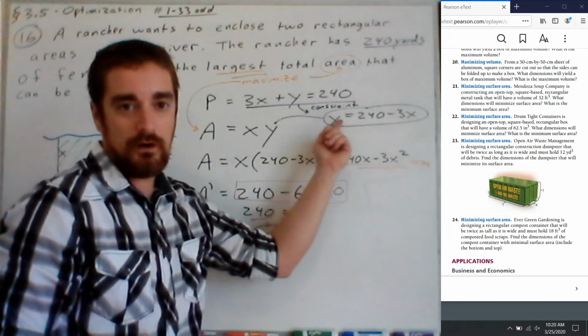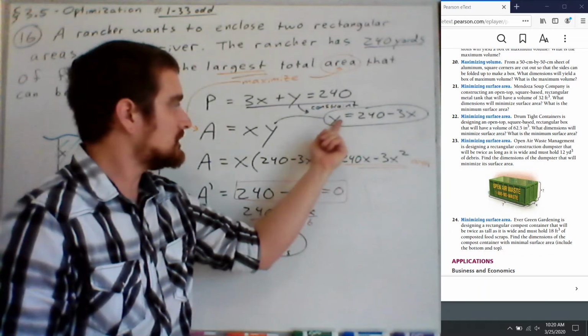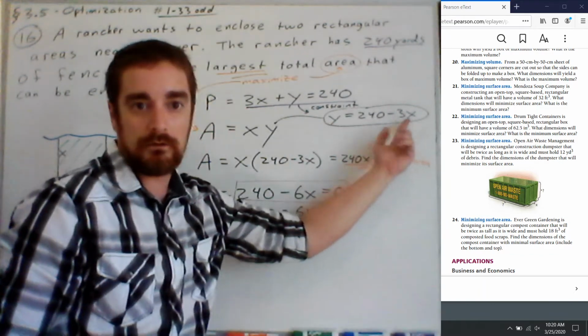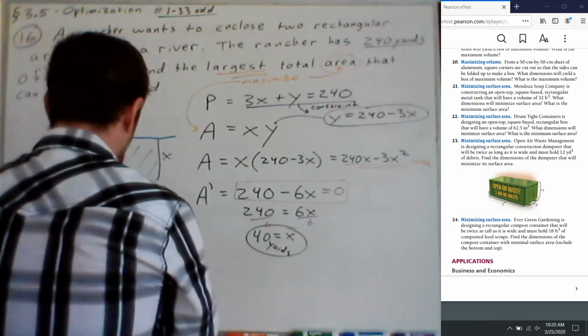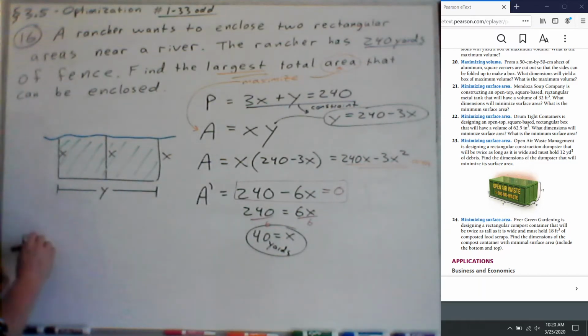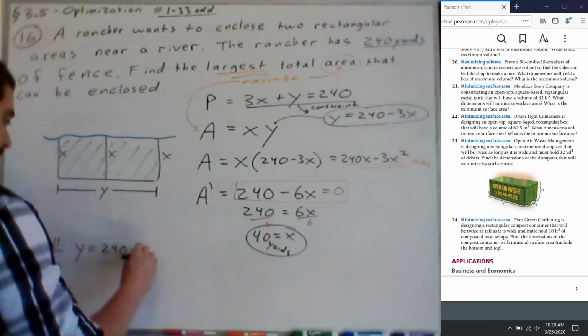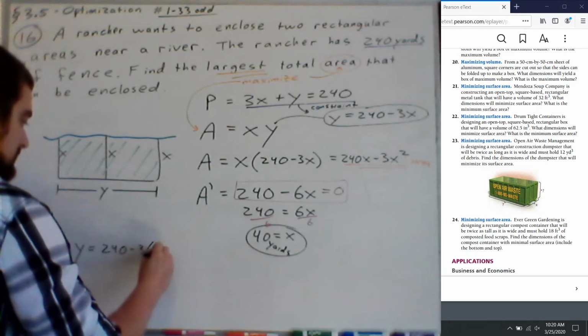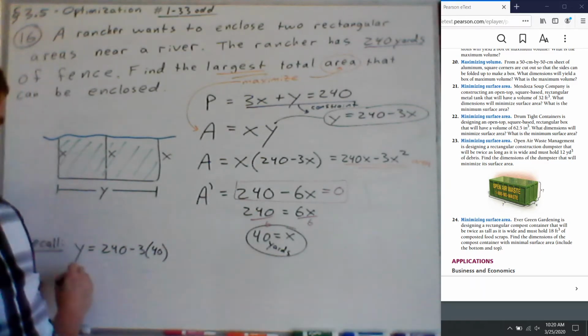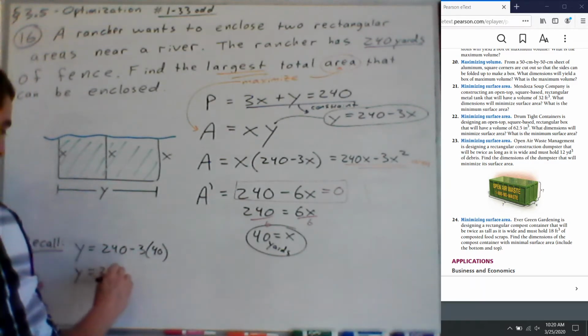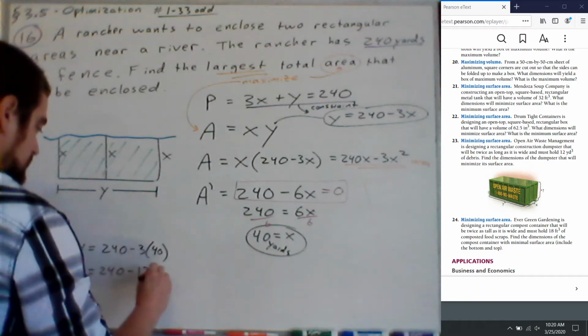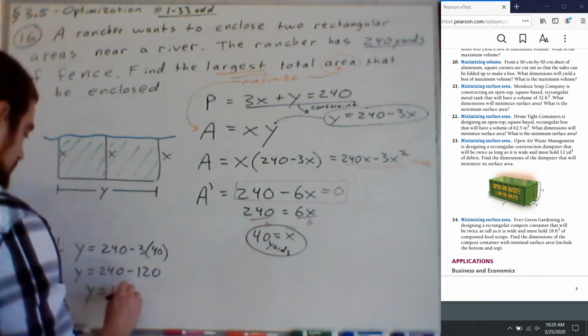Well, look, we already solved for y. That's one of the benefits of doing this. I can just plug 40 in right here and I get y. So we'll just say, recall, y is equal to 240 minus 3 times, well, in this case, x is 40. So that means y is equal to 240 minus 120. So y is 120 yards.